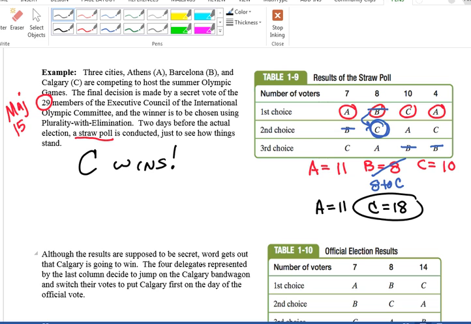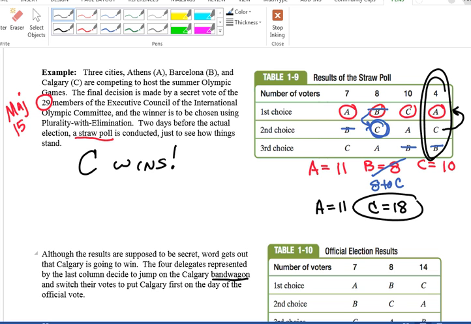Now, although the results are supposed to be the secret, word gets out that Calgary is going to win. So the 4 delegates represented in the last column decide to change their vote. So we're talking about these people right here, these 4 people. They hear that Calgary is going to win, and so they want to be able to say that they voted for the first place person. Oh yeah, I definitely elected them. Sometimes that's called bandwagon voting.